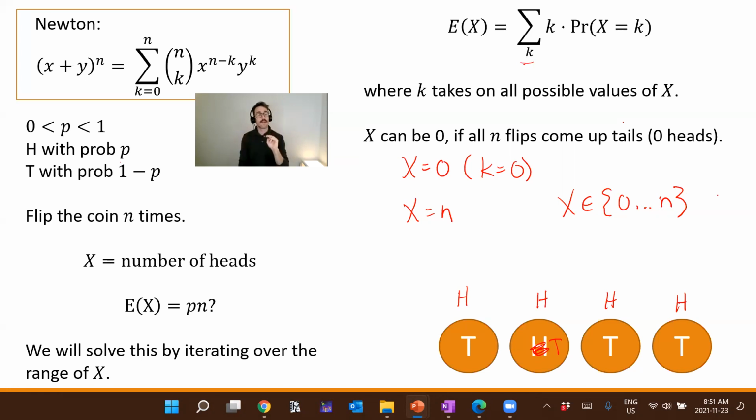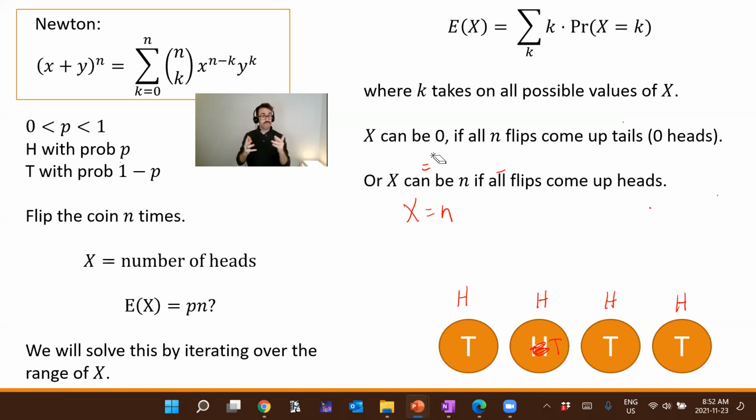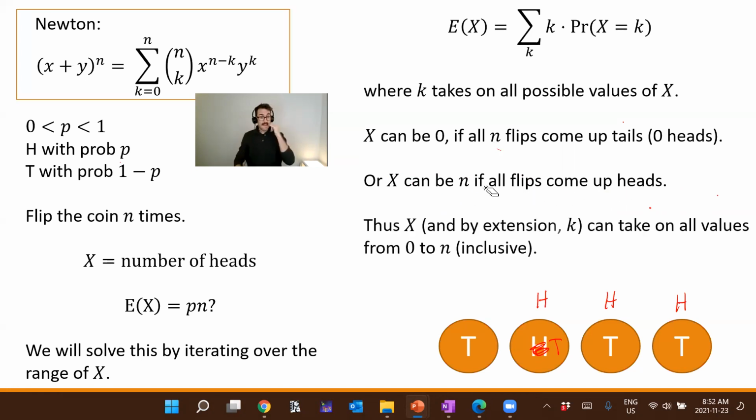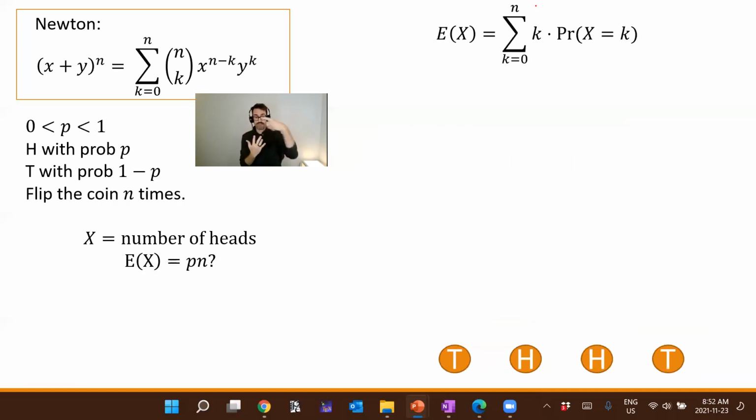So those are the values that we want k to take on, and then we want to find the probability of each of those. Okay, so x can be 0 if all n flips come up tails, or x can be n if all flips come up heads. So we want to iterate over all possible values from 0 to n. Okay. So now we know the range that we want to iterate over, and now we want to find this probability here. So this is not going to be quite as easy.